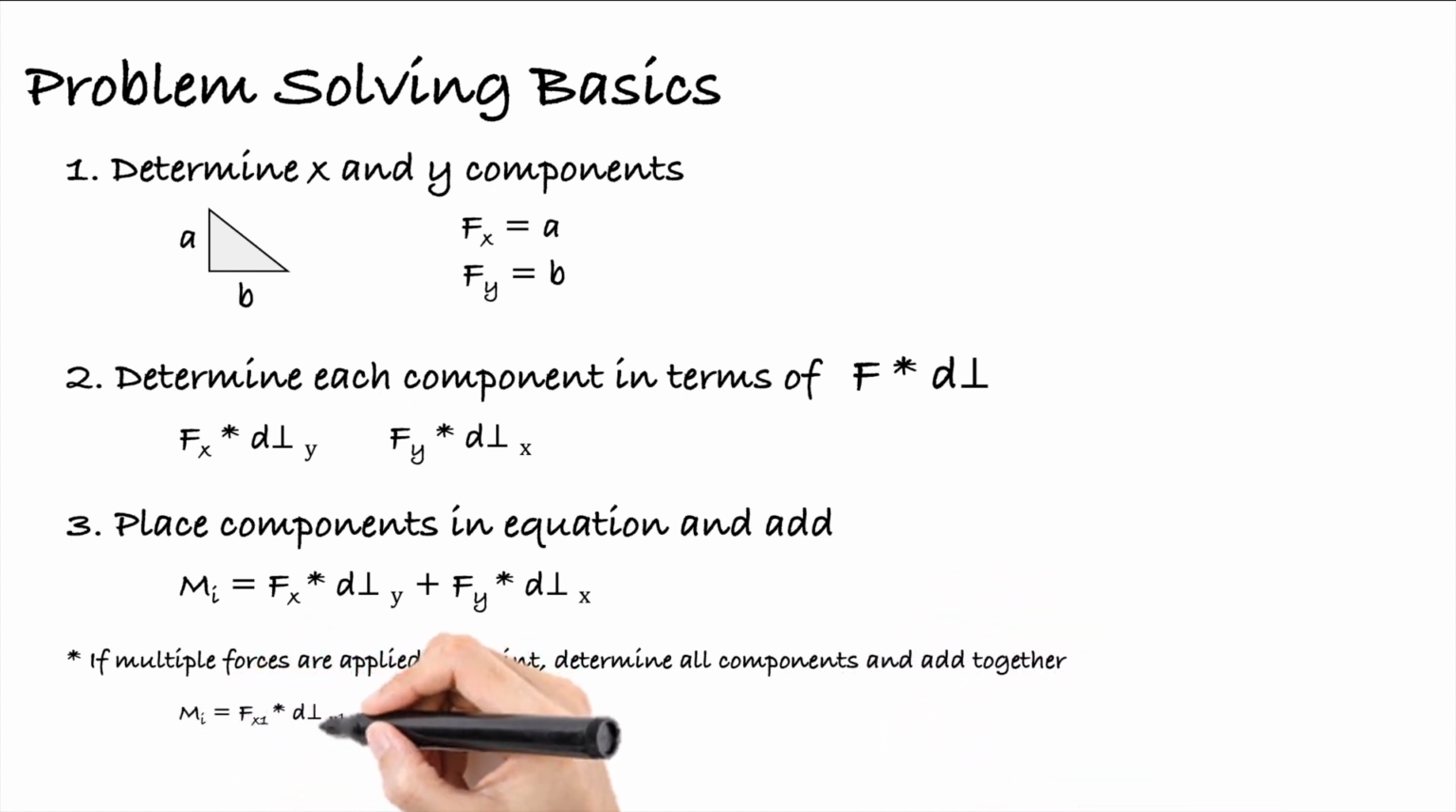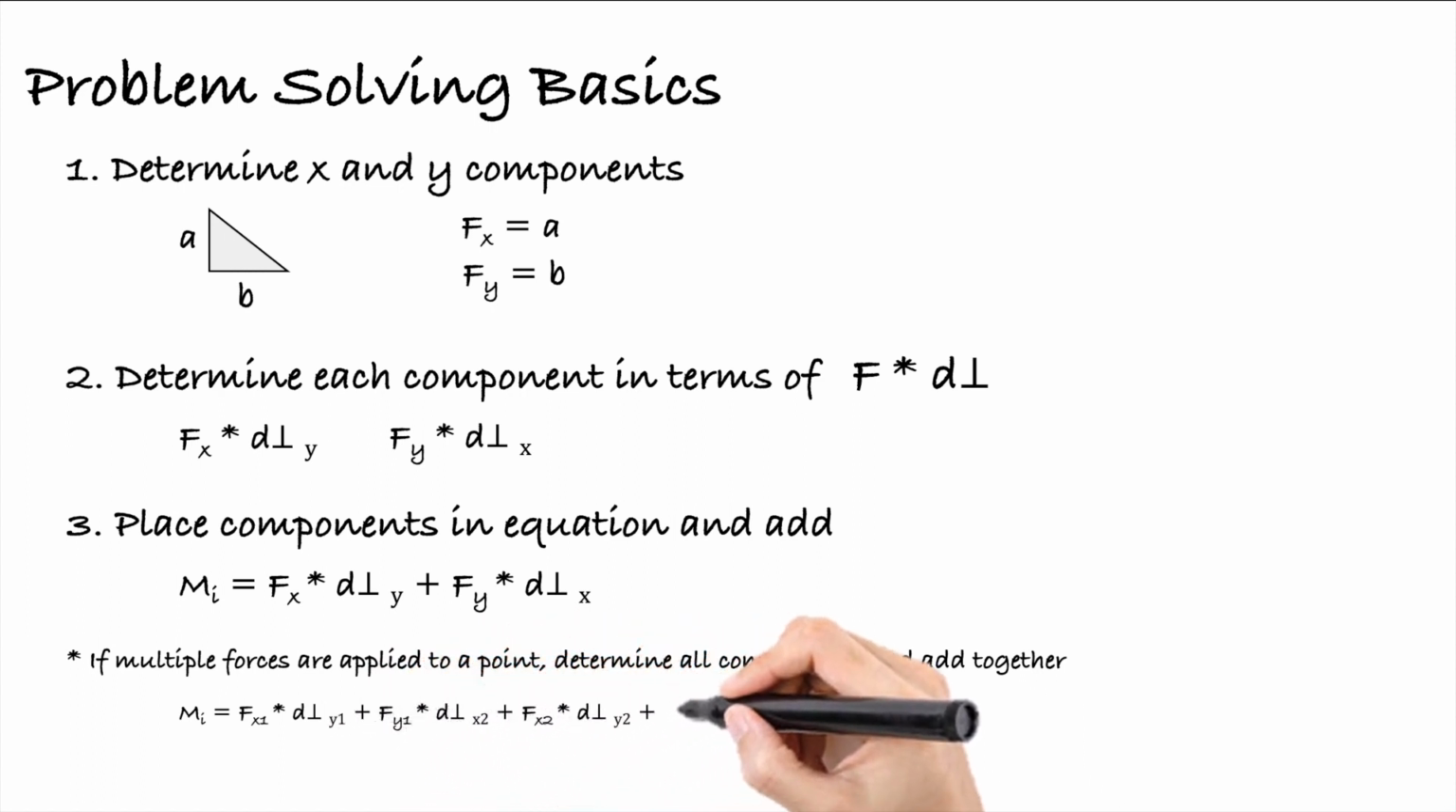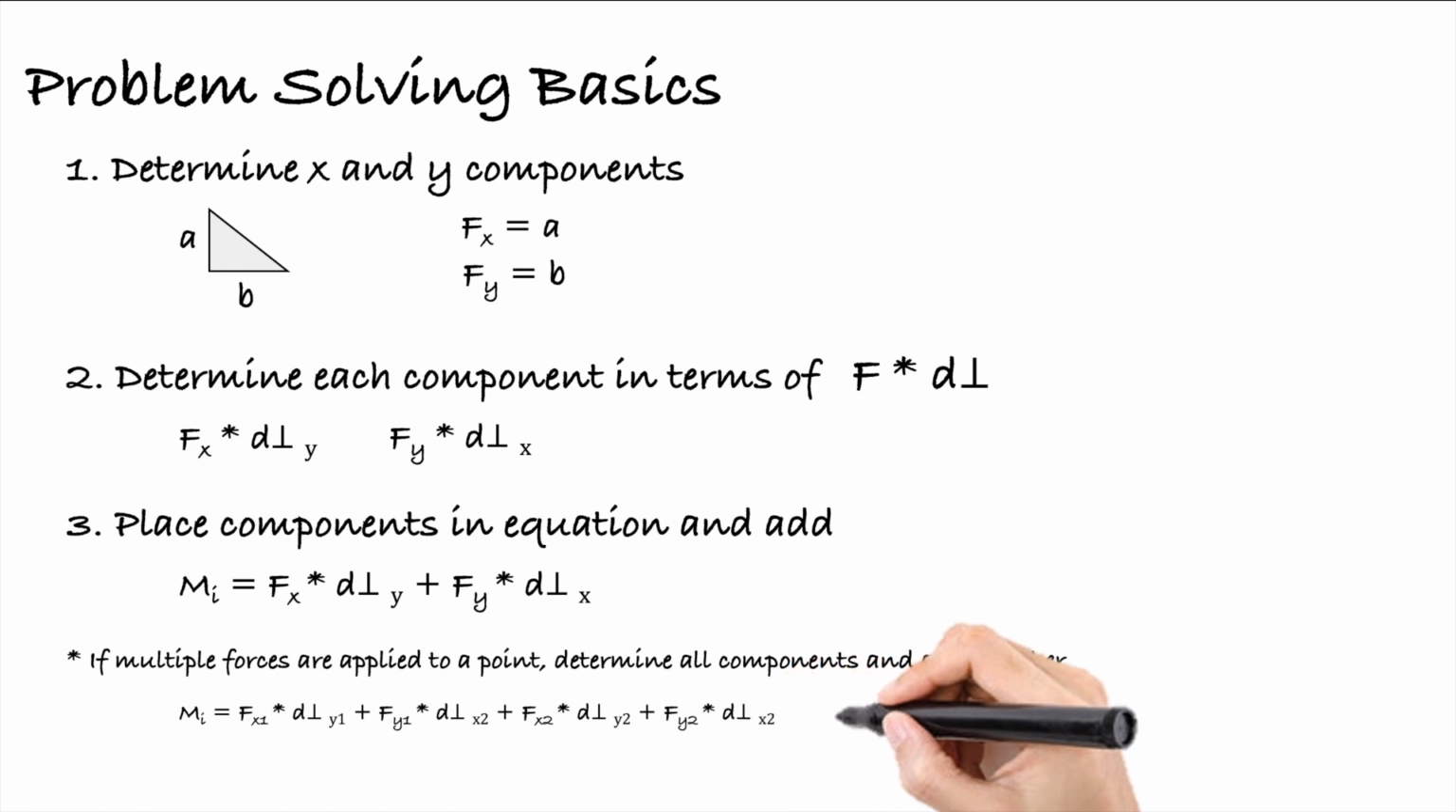If two forces are being applied to a point, it could be shown as M_I equals F_x1 times d perpendicular to y1 plus F_y1 times d perpendicular to x1 plus F_x2 times d perpendicular to y2 plus F_y2 times d perpendicular to x2. This will be repeated according to how many forces are being applied to a singular point.